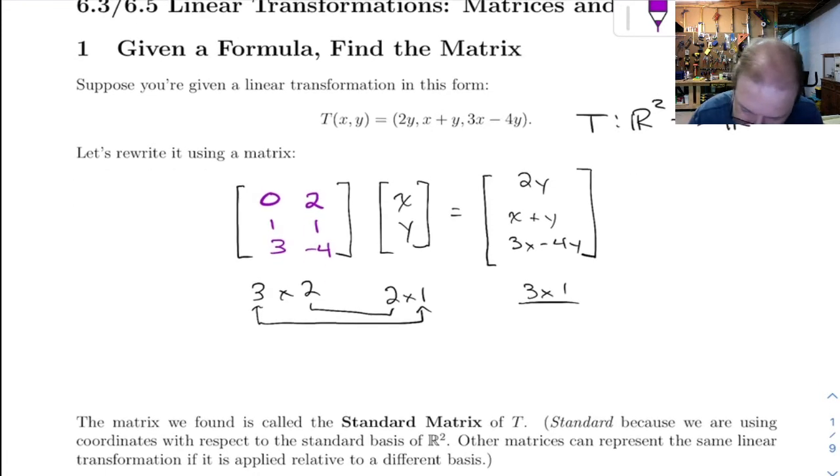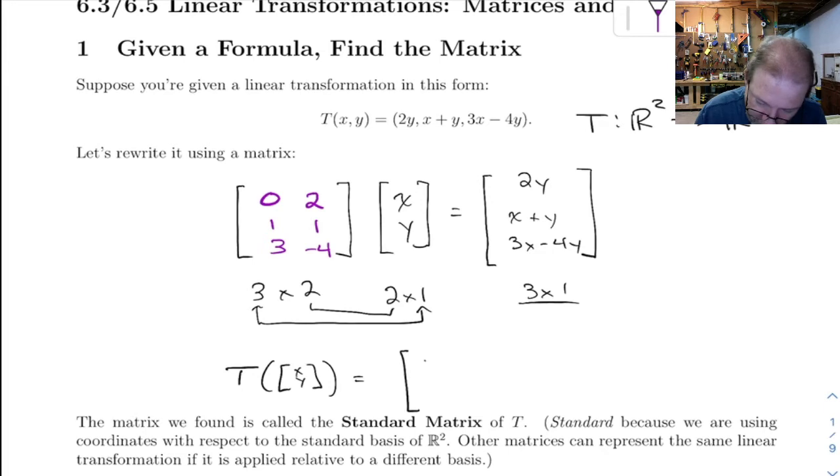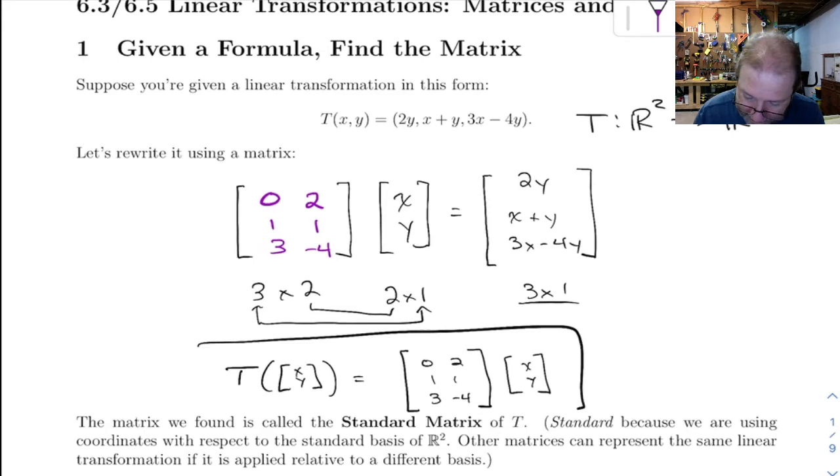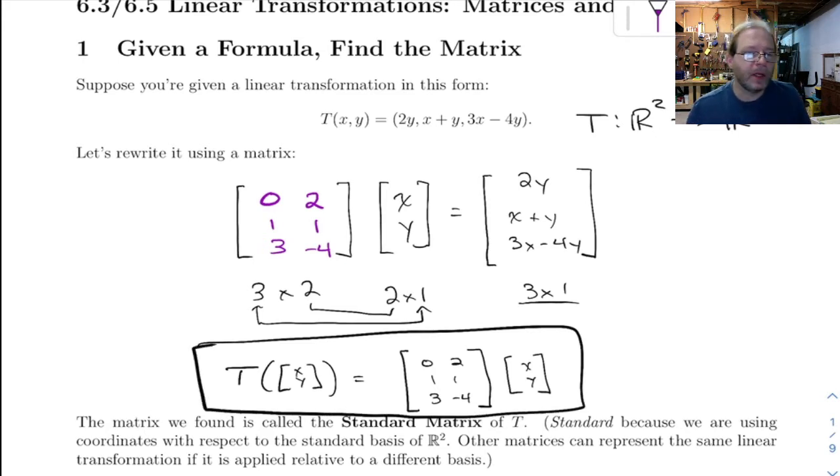So it said let's rewrite it using a matrix. So I guess what we should do for our final answer would be rewrite it as T of (x, y) is equal to the matrix with rows (0, 2), (1, 1), (3, negative 4) times (x, y). And that's it.